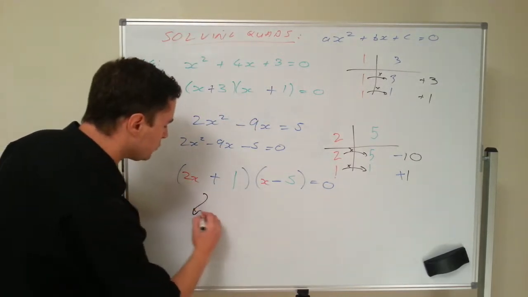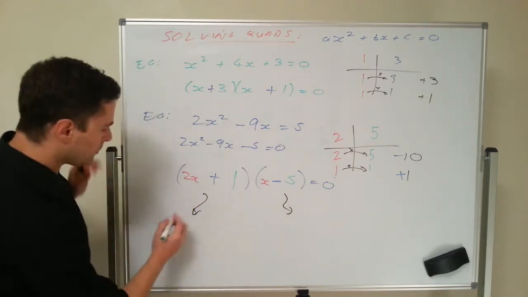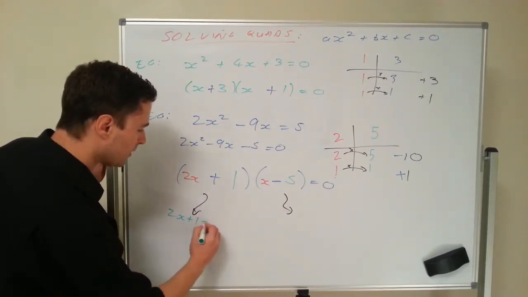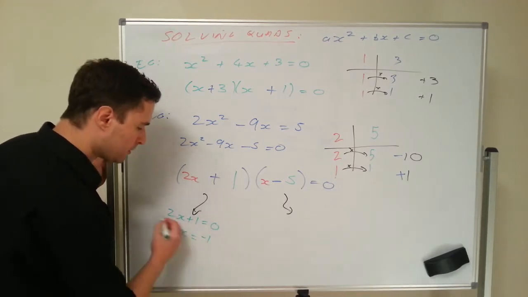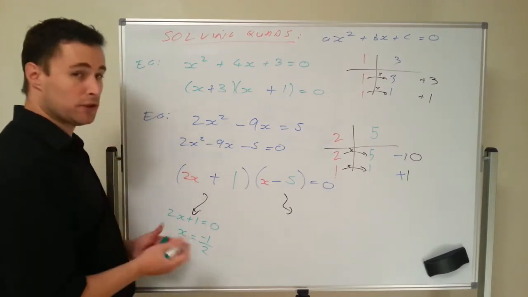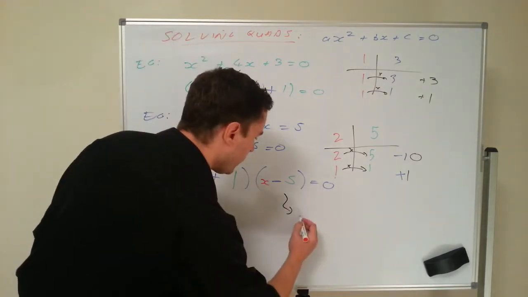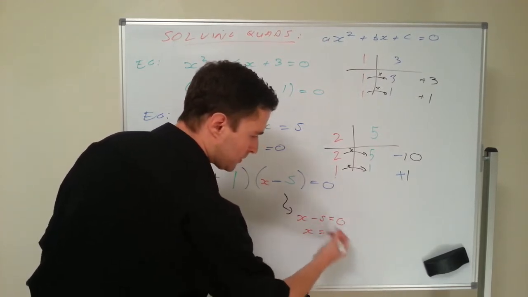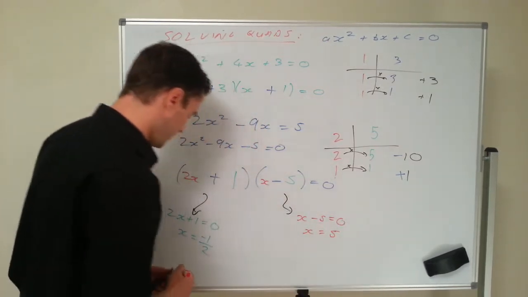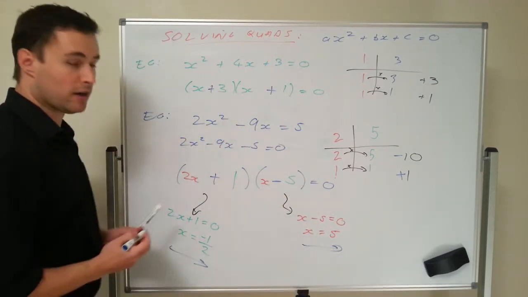So this gives me 2 solutions. I've got one solution where 2x plus 1 equals 0. x equals the opposite of plus 1, which is minus 1, then the opposite of times by 2, which is divided by 2. You can break that down into a couple of steps if you want. Or I've got this one where x minus 5 equals 0. x equals the opposite of minus 5, which is plus 5. Okay, so there are my 2 solutions: x equals 5 or x equals negative a half.